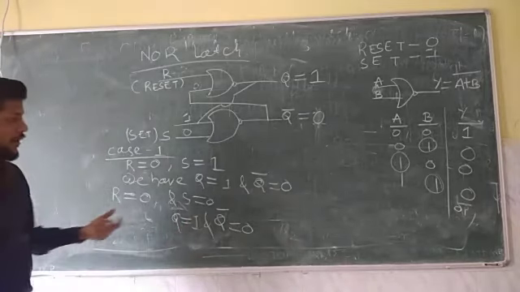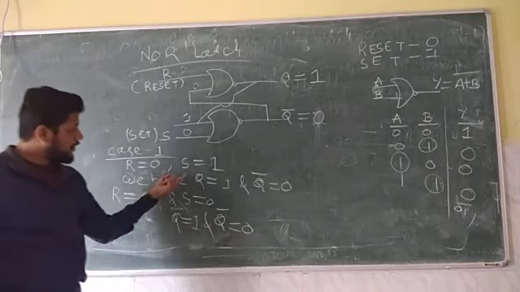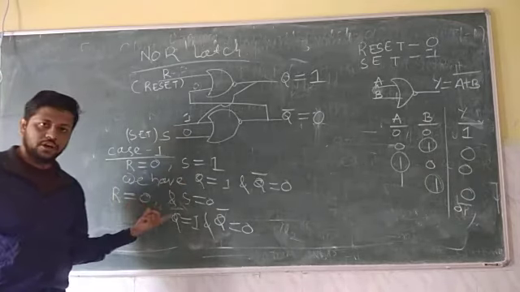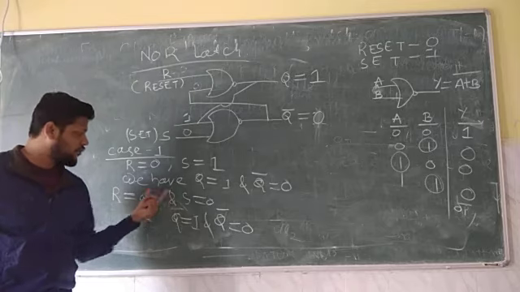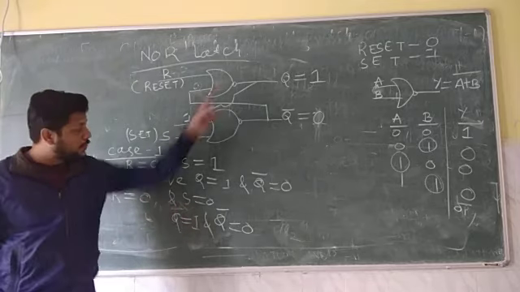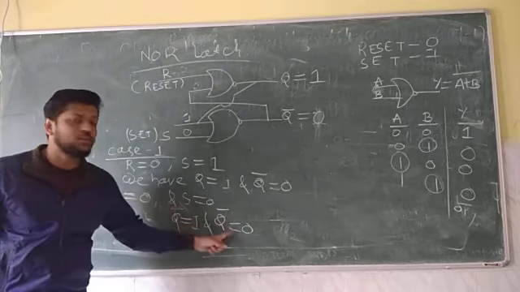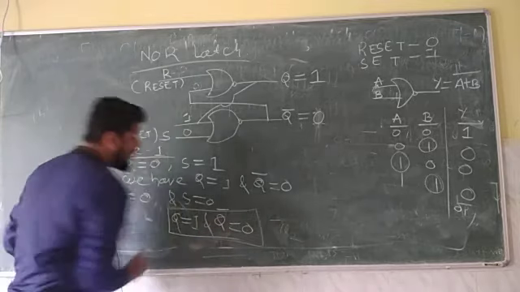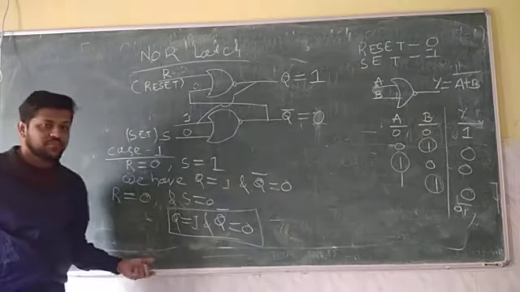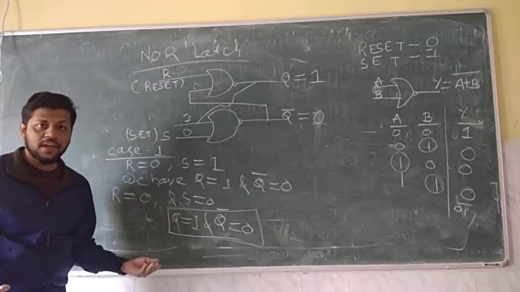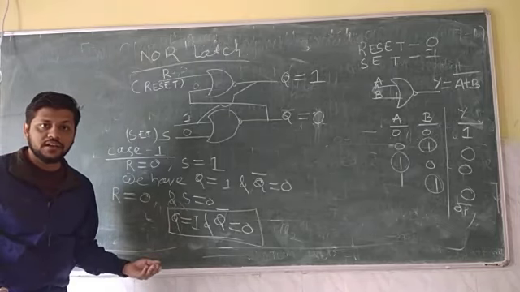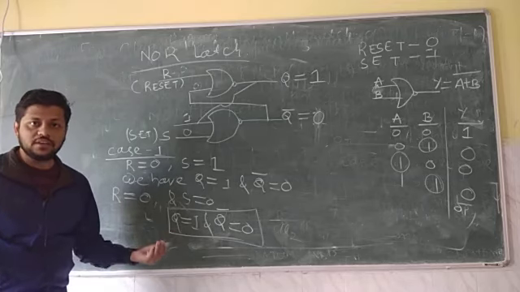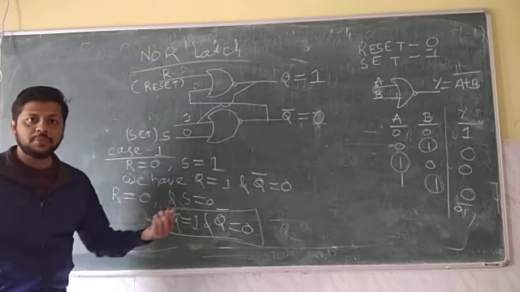So what we can observe here is that even though I remove the input and apply a different input, that is R is equal to 0 and S is equal to 0, the output is the same: Q is equal to 1 and Q bar is equal to 0. This is your memory condition. Memory condition means it will be able to retain the previous state even though the inputs are changed.